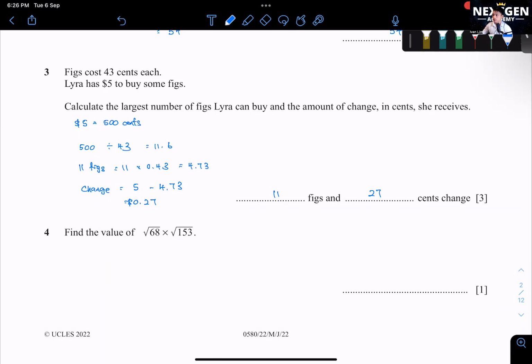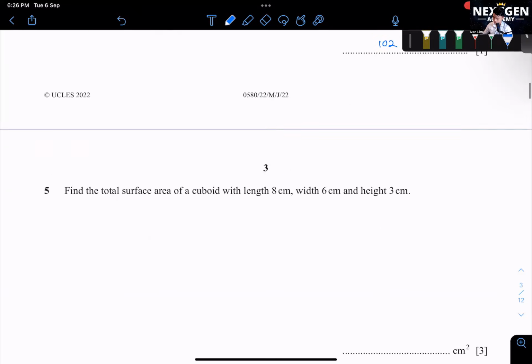So this one just type into your calculator. What do you get? Times 153, you get 102. Nothing else to do. Don't overthink it. Just literally put in the calculator and then get the answer.